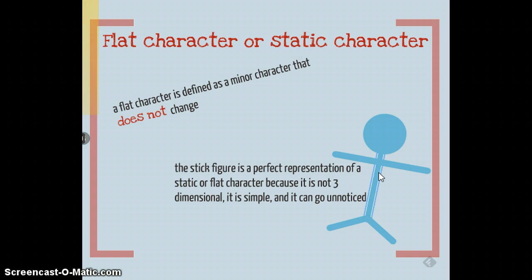So that's what a flat character, or another good term, is static character. So you do need to know both. I might ask you a question for one and a question for the other on a quiz or on a test. But again, a flat or static character does not change, and a stick figure just sort of embodies this idea of not really being realistic, but necessary to tell a story.